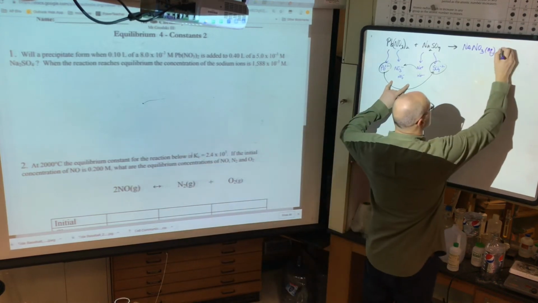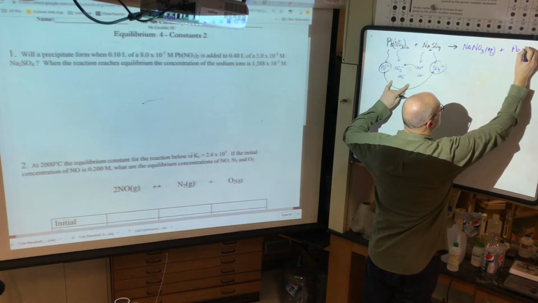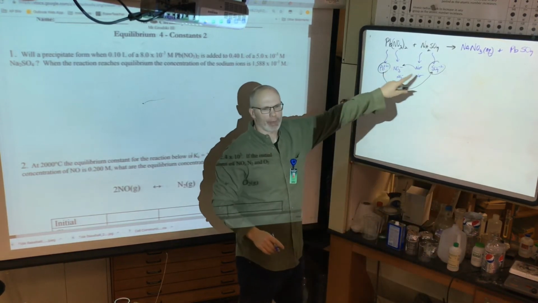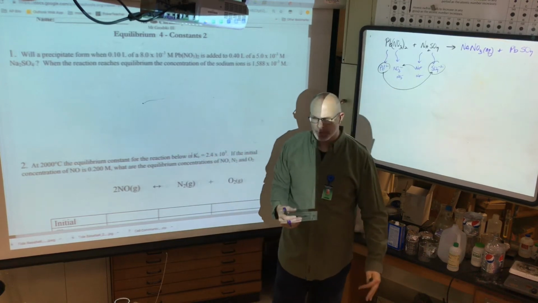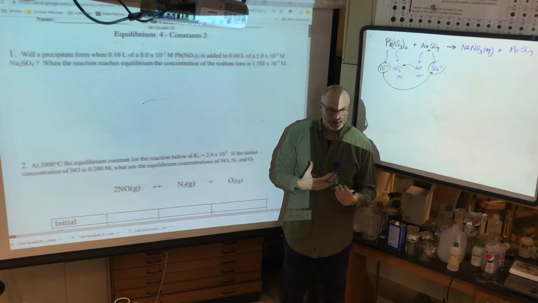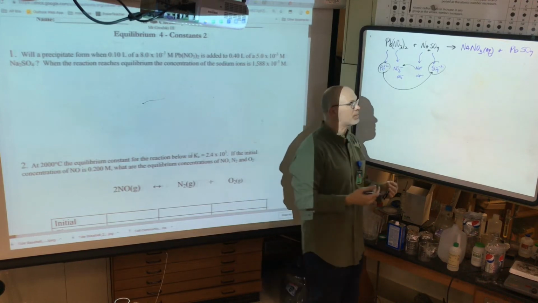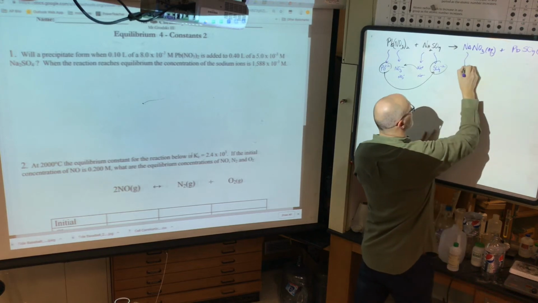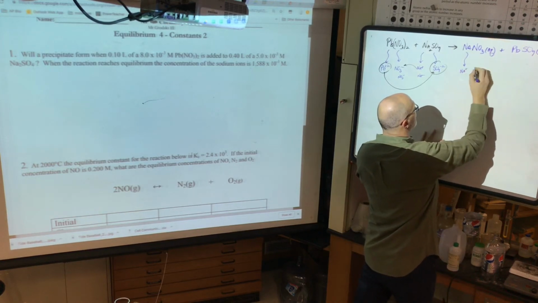Now, lead sulfate. Look at this. Lead is plus 2, sulfate's -2. Can you guess by Coulombic charges that will not dissolve? Correct. Lead sulfate is your precipitate. So I write solid. Now in truth, what is really this? You have free Na plus and free nitrates.